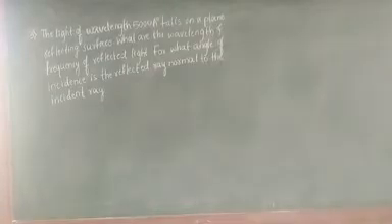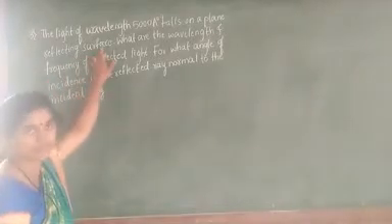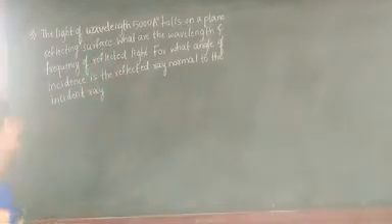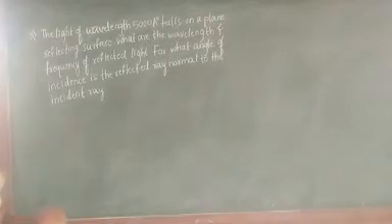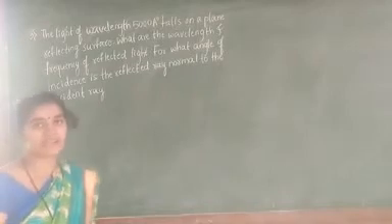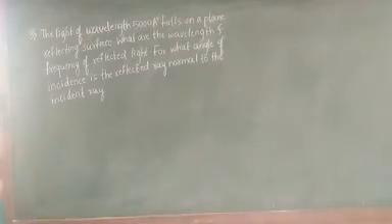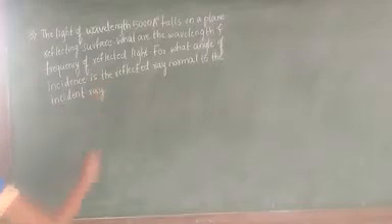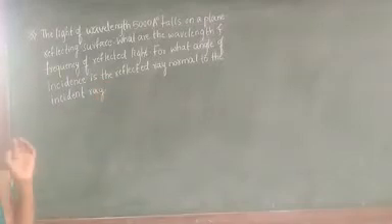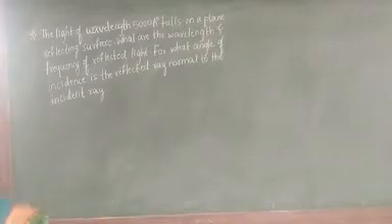Now next question, third one. The light of the wavelength of 5000 angstrom falls on a plane reflecting surface. What are the wavelength and the frequency of the reflected light? For what angle of incidence is the reflected ray normal to the incident ray? Here we have to find for what angle of incidence the reflected ray is normal to the incident ray. According to this, first we have to write the given terms.